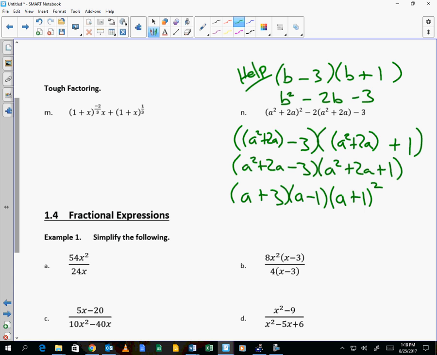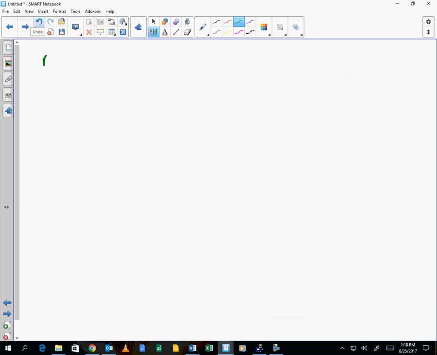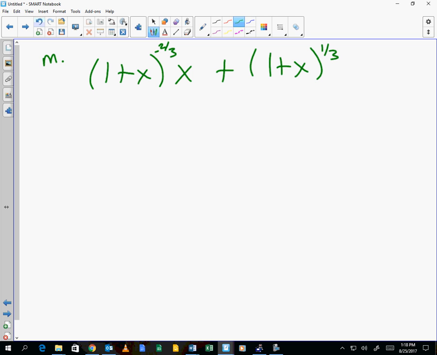Okay, we're going to go back to M right here. For problem number M, I just need a little bit more space. We have 1 plus x to the negative 2/3 times x, plus 1 plus x raised to the 1/3 power. So I'm supposed to factor that. That, again, looks somewhat absurd. Looks rather frustrating, rather difficult. How would I factor that?